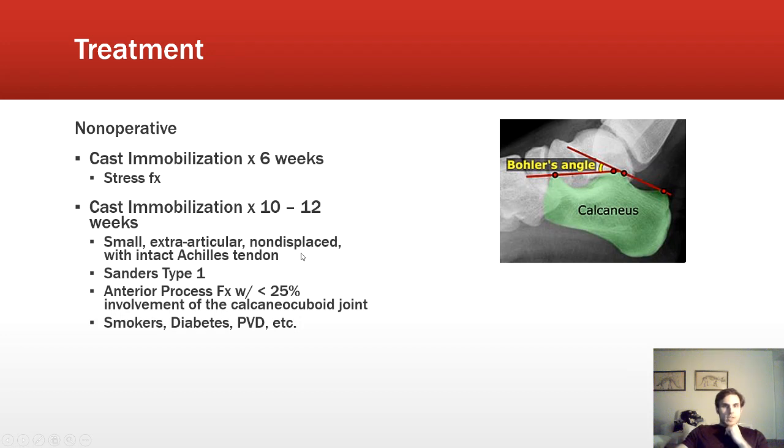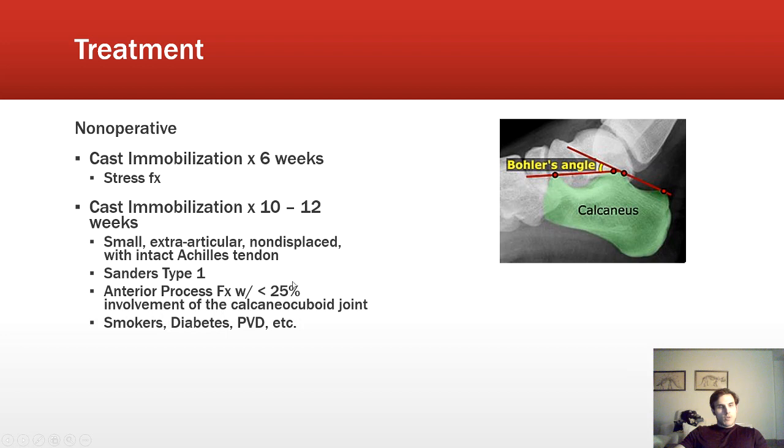Implied with non-displaced, that also includes Sanders type 1 because those are non-displaced posterior facet fractures. Isolated non-displaced posterior facet fractures. You also can cast immobilize anterior process fractures with less than 25% involvement of the calcaneocuboid joint. But remember, we said involvement of the calcaneocuboid joint can occur as often as 63% of the time in calcaneus fractures.